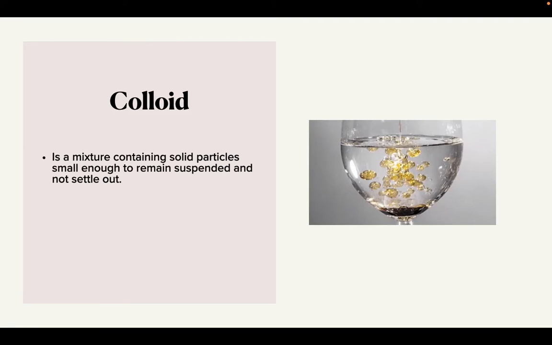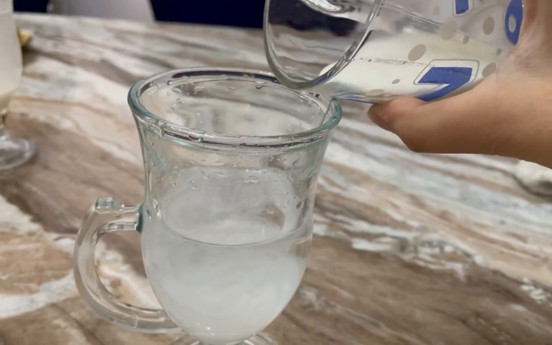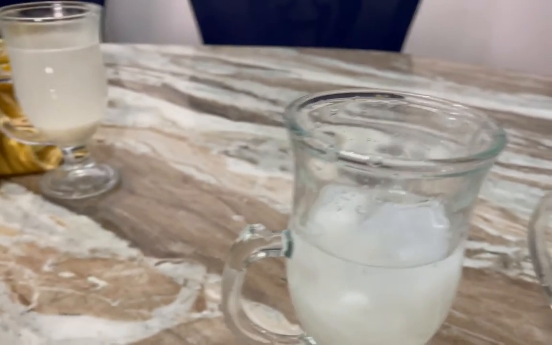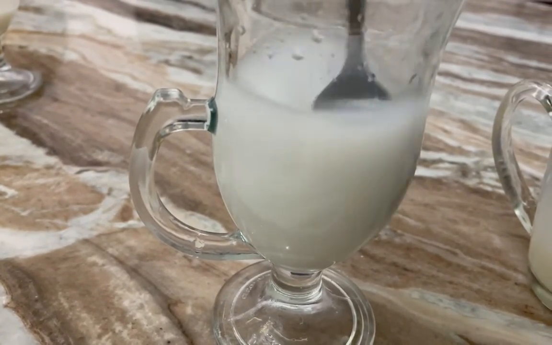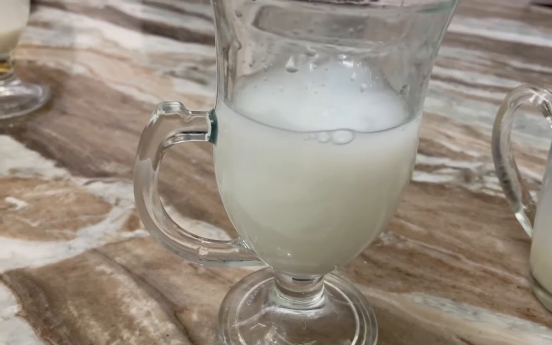A colloid is a mixture containing solid particles small enough to remain suspended and not settle out, like diluted milk or oil. In this colloid mixture, it's supposed to make light very hard to pass through, so with diluted milk, light will pass through with difficulty.